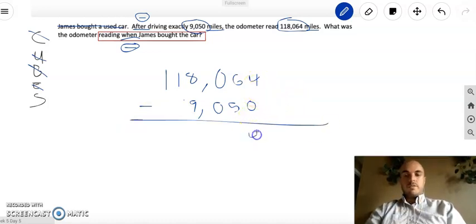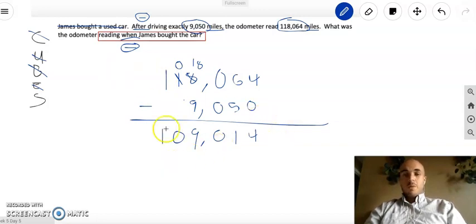4 minus 0 is 4. 6 minus 5 is 1. 0 minus 0 is 0. I can't do 8 minus 9, so I have to borrow. This is 0. This is now an 18. 18 minus 9 is 9. 0 minus nothing is 0. And 1 minus nothing is 1.